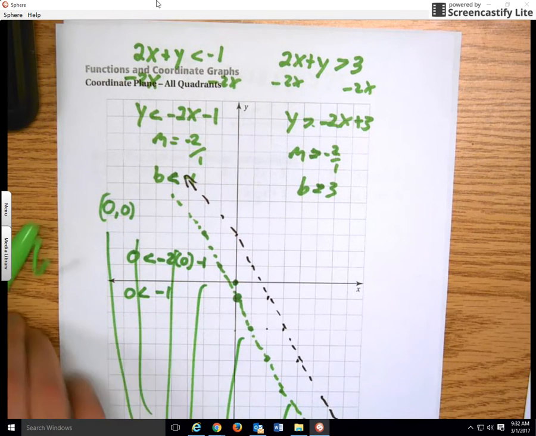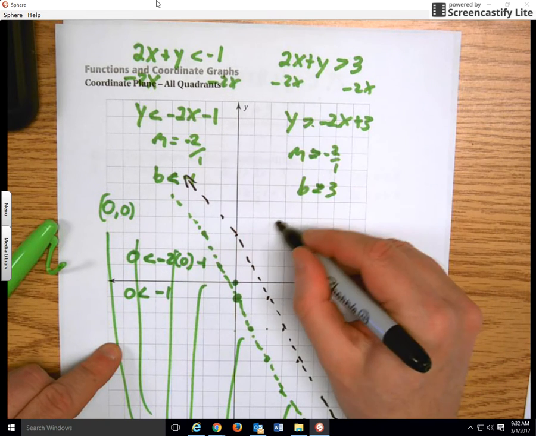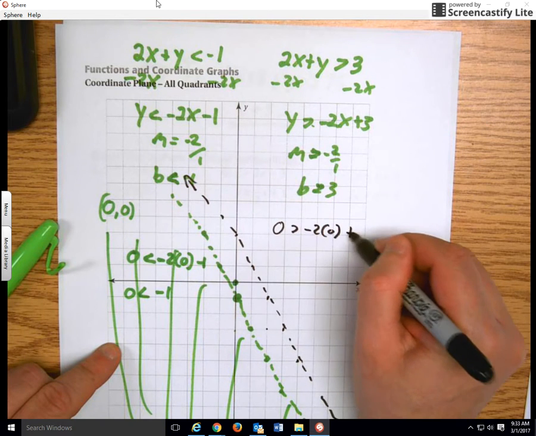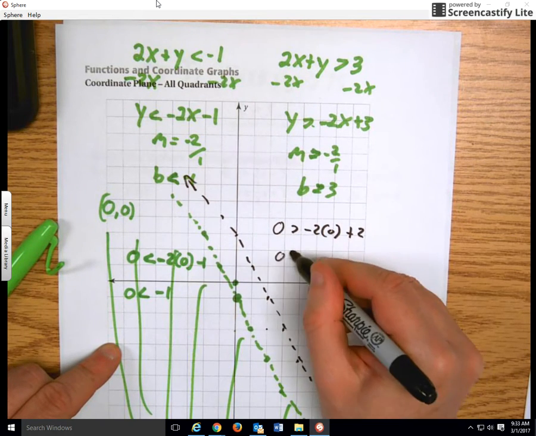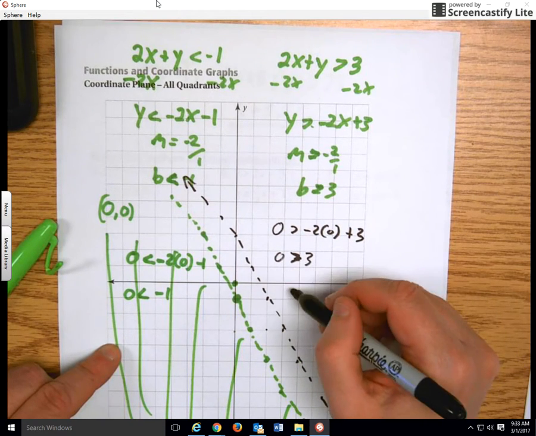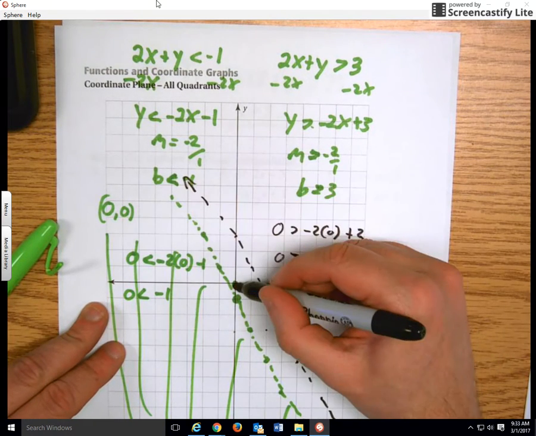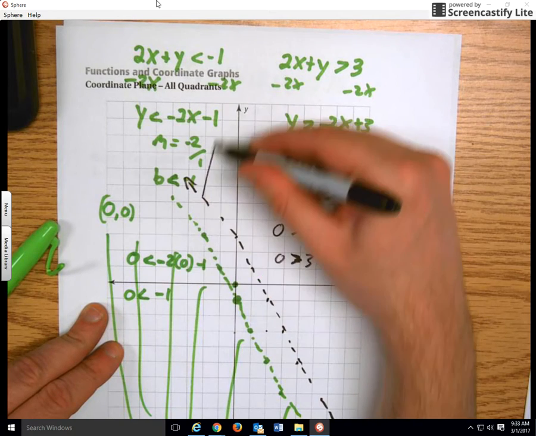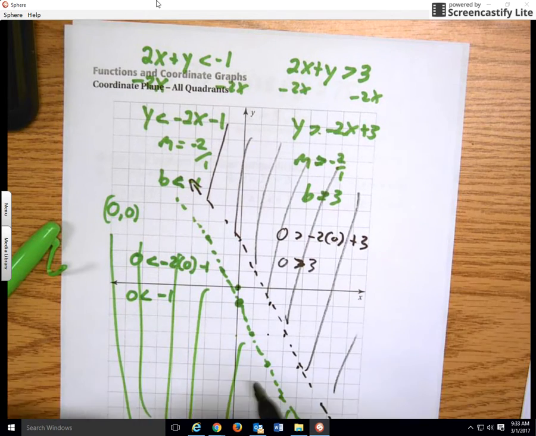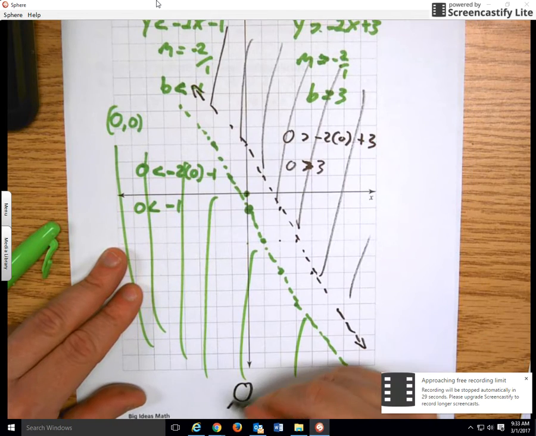And now let's do the other test point. We'll substitute in a 0, 0 again. Is 0 for the y greater than -2 times 0 for the x plus 3? Is 0 greater than 3? 0 is not greater than 3. So this is also not true. So if the bottom side of this line is not true, you shade in the top. So you see that they have no overlapping area, right? And so the answer is no solution.